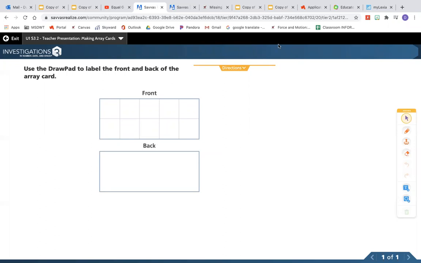How many rows do we have? Send me a chat. Listen to what I'm asking. How many rows do we have? Not how many in each row. How many total rows do we have?